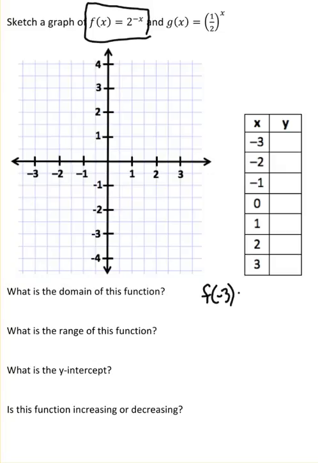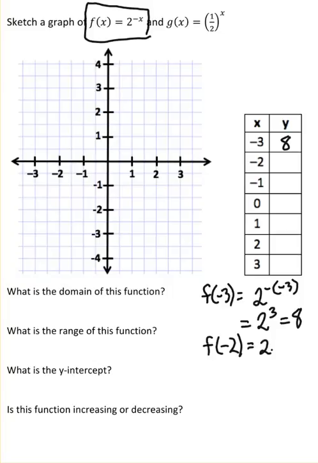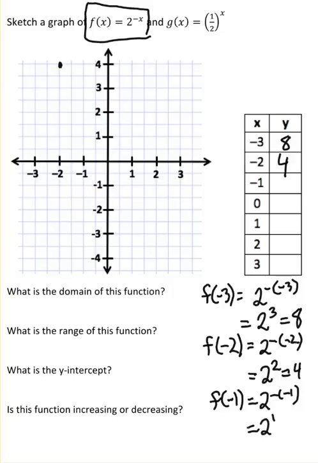F at negative 3 is going to be 2 to the negative 3, which is 2 to the positive 3, or in other words, 8. So that one actually won't fit on my graph. It'll be way up there. F at -2 will be 2 to the negative 2, or in other words, 2 to the positive 2, which is 4. So right here. F at -1 will be 2 to the -1, which is just 2 to the 1, or 2. That looks like this right here.